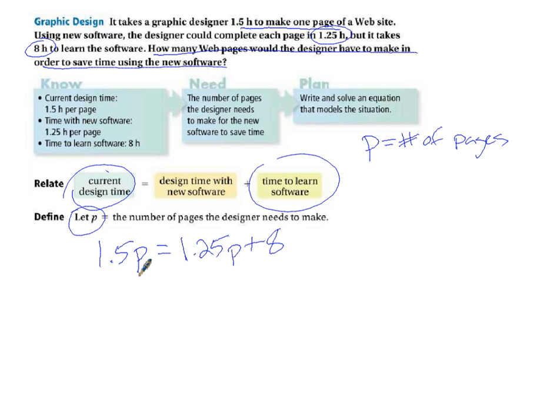Notice that on this side we have P by itself. We have a number over here. There's a P sitting here also. So if I move this over here, will I have all the P's on one side and all the numbers on the other? Yeah, that's the goal. So I want to actually move this guy. Subtract 1.25 P from both sides.